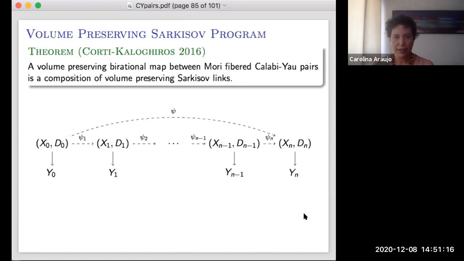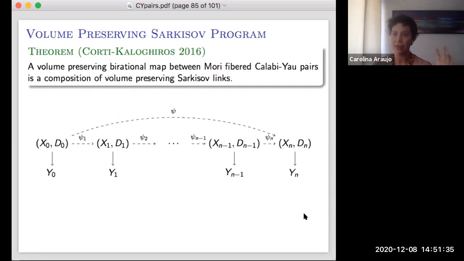Let me point out that this is actually a very strong condition. When we say that we can have a factorization like this, we are implicitly asking that each intermediate step is again a Mori fibered Calabi-Yau pair.